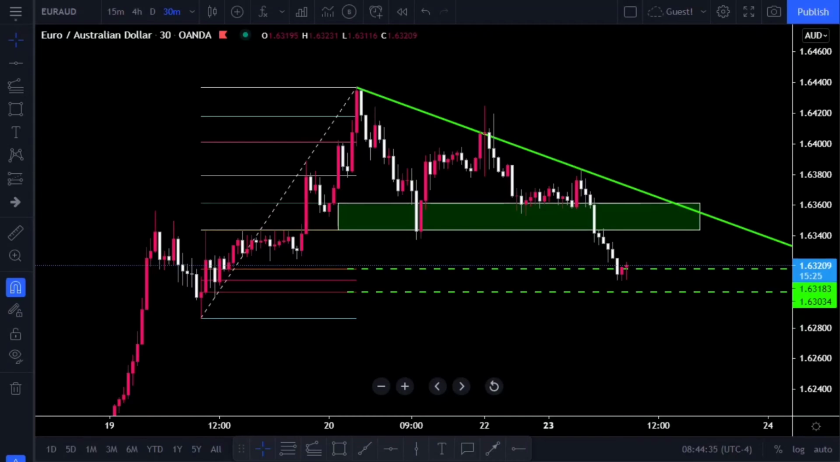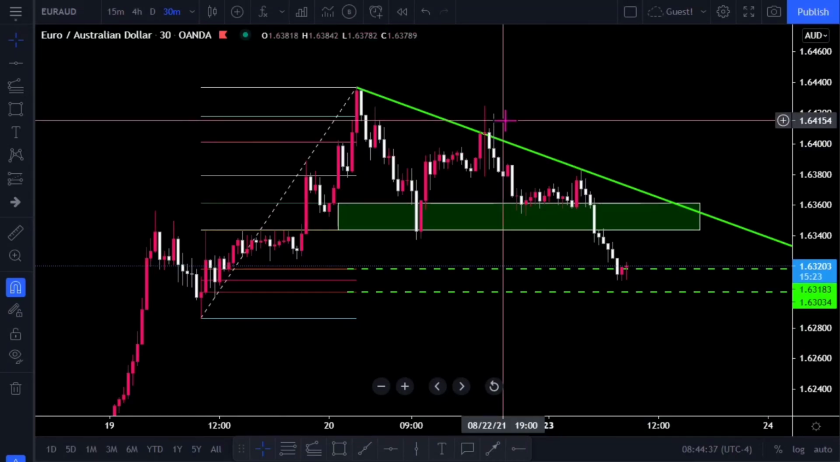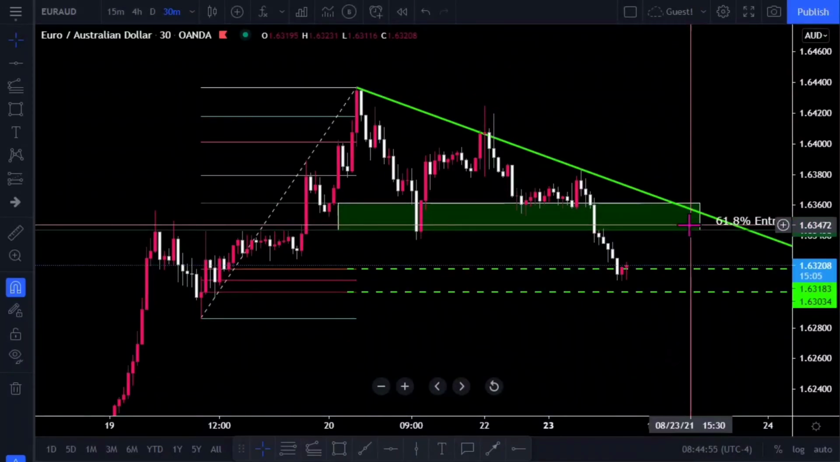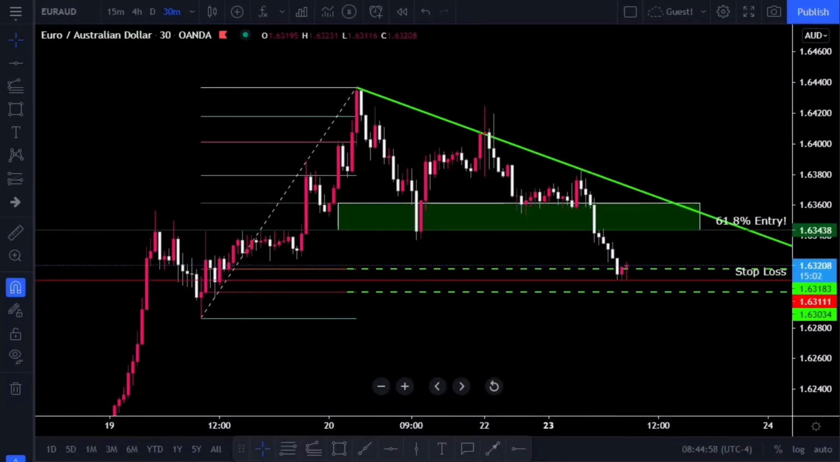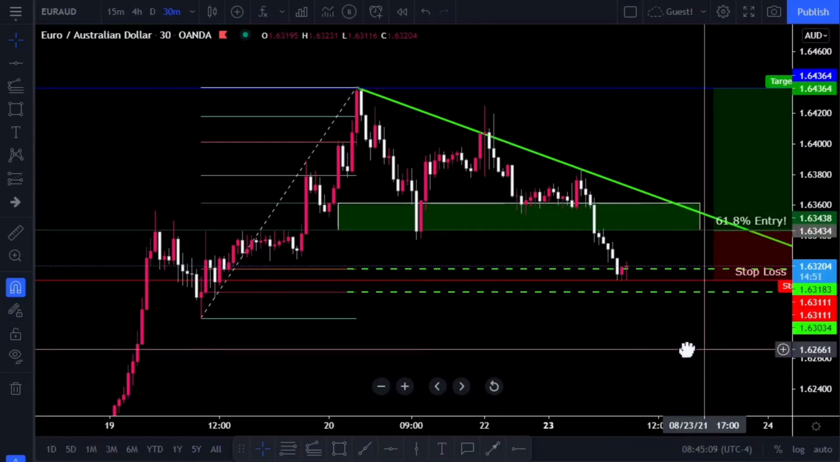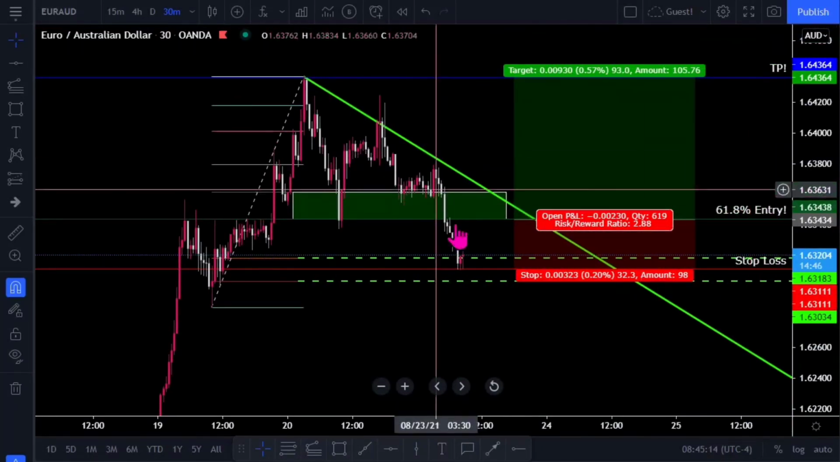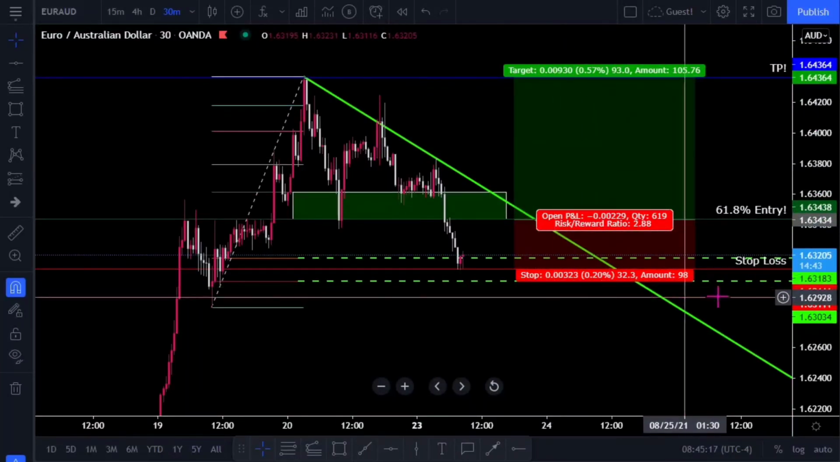Okay, but for now, this is what we're looking at for the 30-minute. And then I want to show you guys what the entry information looks like, right? So our entry would be at 1.63438, and this is a 618 entry. The stop loss would be at 1.63111. Take profit would be at 1.64364. And risk to reward looks really good on this one. Okay, so this is what I'm looking at for the day, you guys.